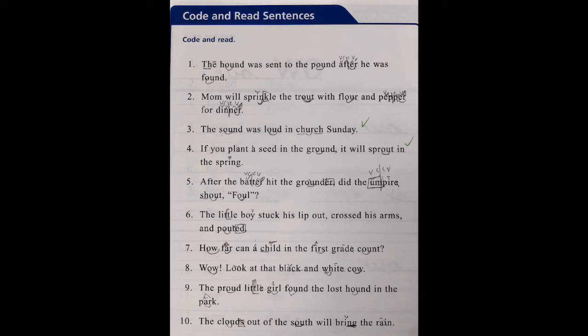The next part of our lesson is when we practice our code and read sentences. So this is identifying any of the instant words that we've learned, and then any of the coding and rules that we've learned up to this point could be practiced in these sentences. This is an example of a code and read sentences out of book 4.